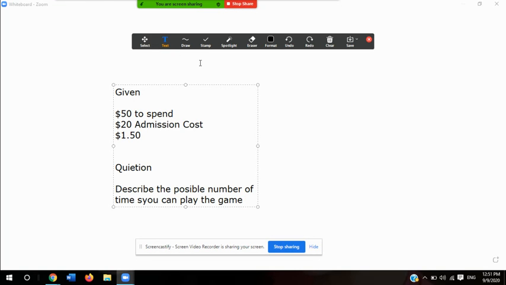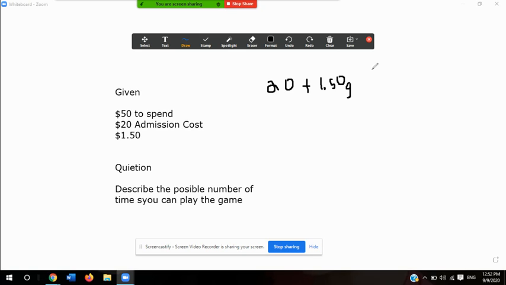Okay, so let's set up the inequality, right? So I know that I paid $20 for admissions. And the game, or each game, costs $1.50. And we'll use G for games. Now, you can write 1.5 or 1.50 when you solve it. It really doesn't make any difference.